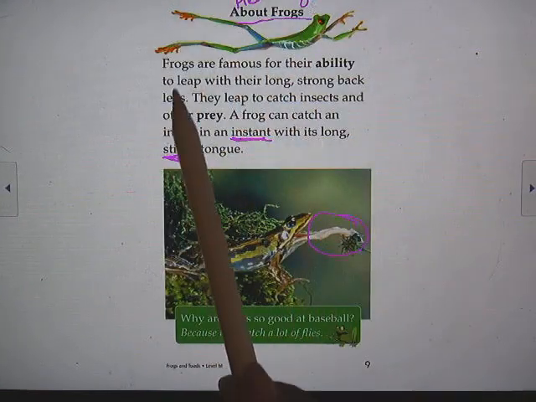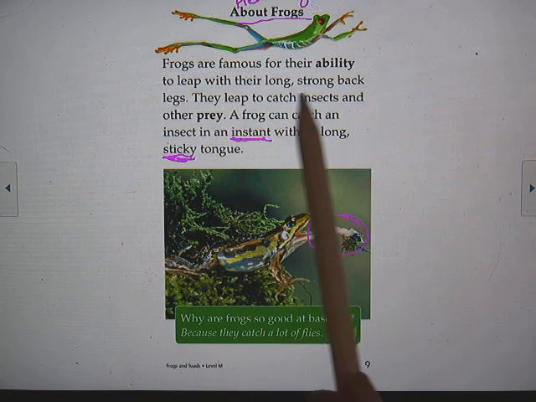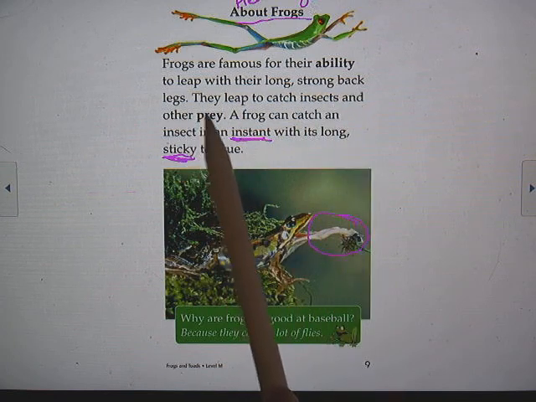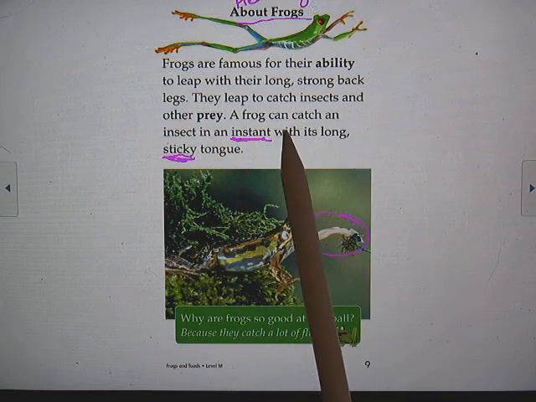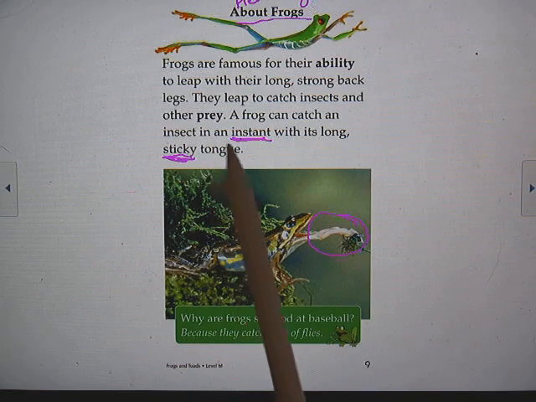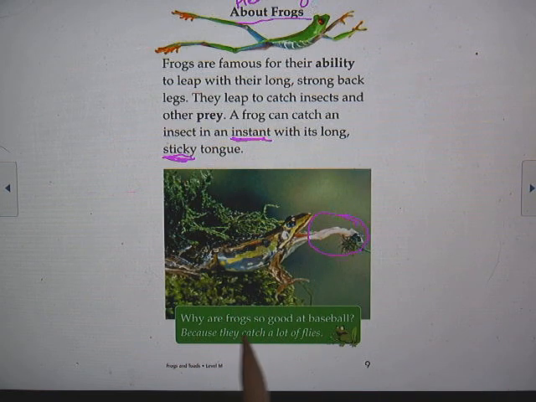About frogs. Frogs are famous for their ability to leap with their long, strong back legs. They leap to catch insects and other prey. A frog can catch an insect in an instant with its long, sticky tongue. Why are frogs so good at baseball? Because they catch a lot of flies.